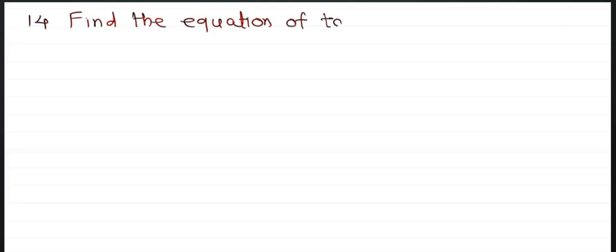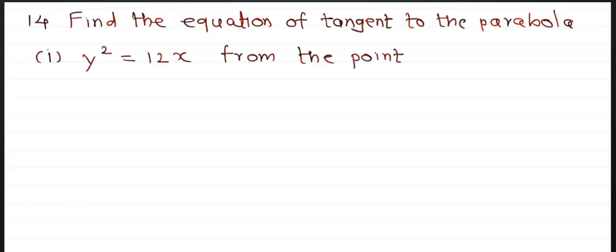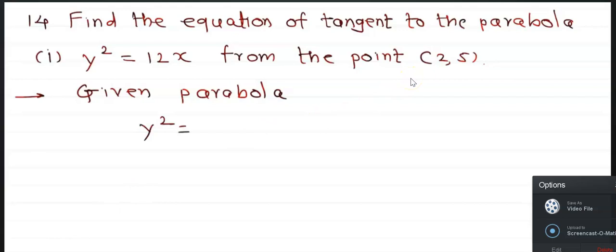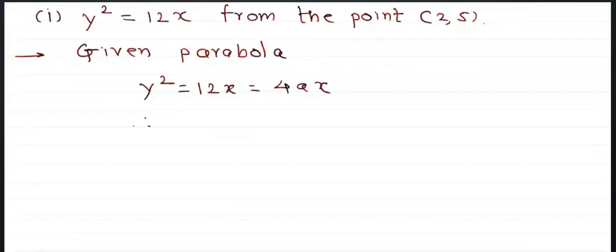Problem number 14. Find the equation of tangent to the parabola y square is equals to 12x from the point 2, 5. Now we want to find the equation of the tangent to the parabola from the point 2, 5. This point is not on the parabola. That is, we will require the equation of the tangent from a point outside the parabola. That is, y square is equals to 12x, 4ax, therefore a is equals to 3. The value of a is 3.